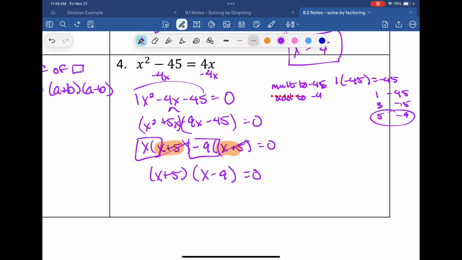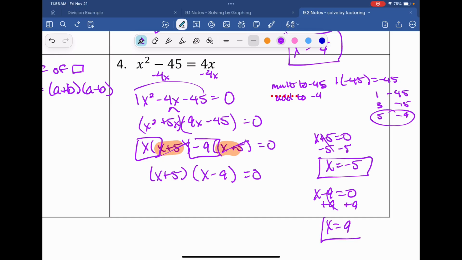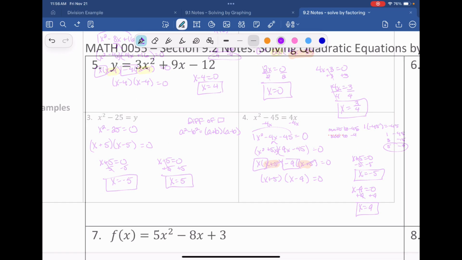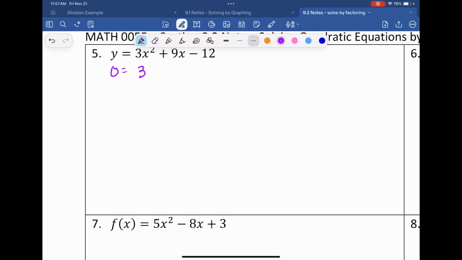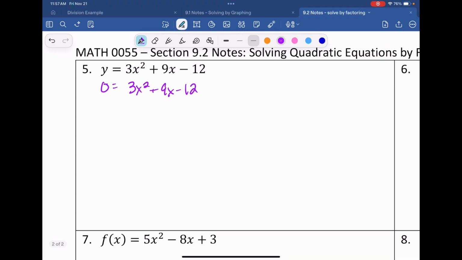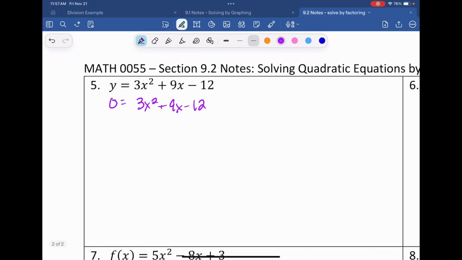And since it asks you to solve, set those factors equal to 0 and solve them. Back to a y equals, so we're going to go ahead and put a 0 in. All right, this one has a GCF of 3.